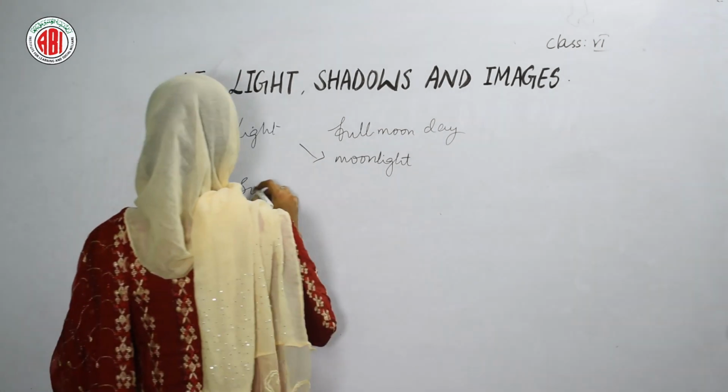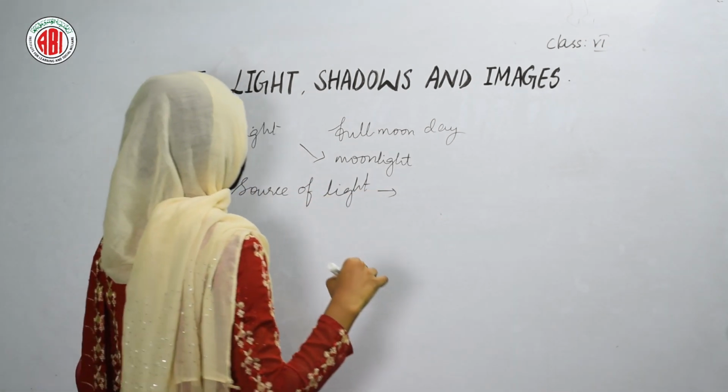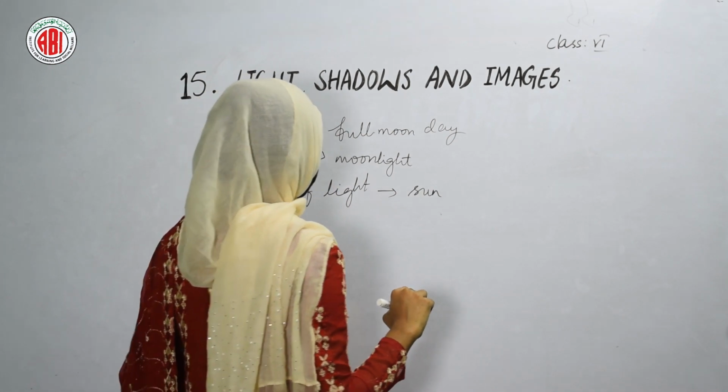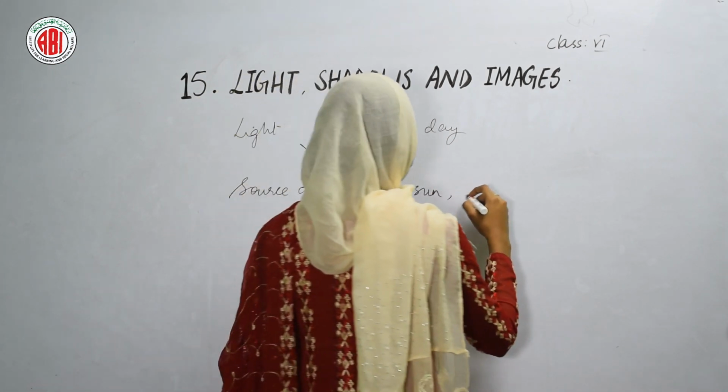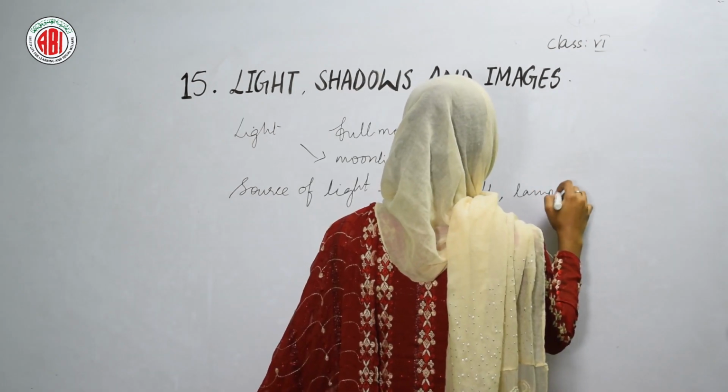So let us talk about the source of light. From where do we get light? The natural source of light is sunlight. We get the light from the sun, so it is a natural source of light. And we also get the light by using bulbs. Lamps are also used as a source of light.